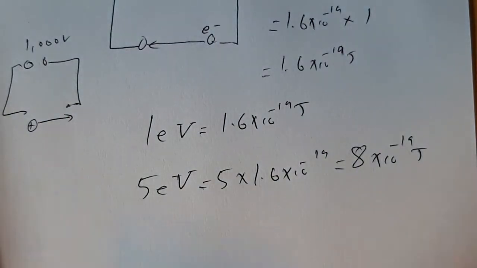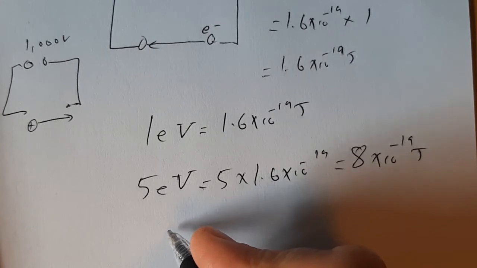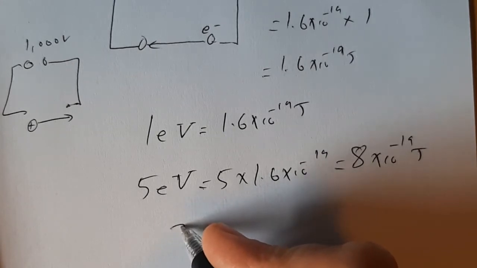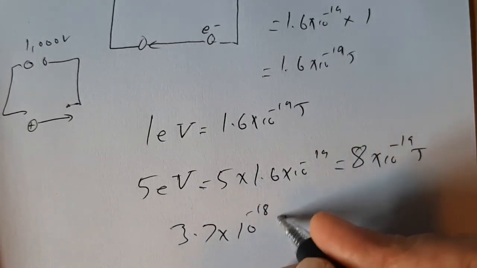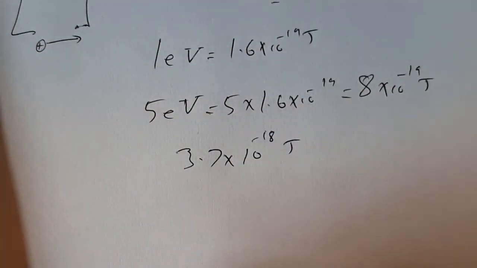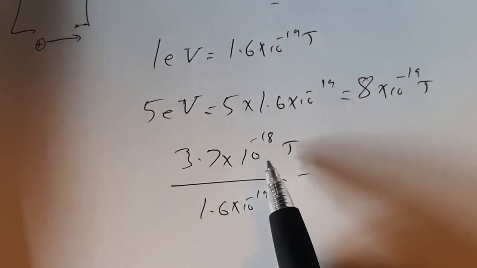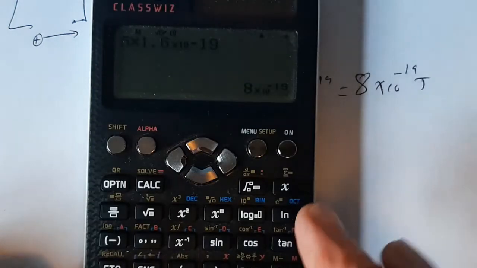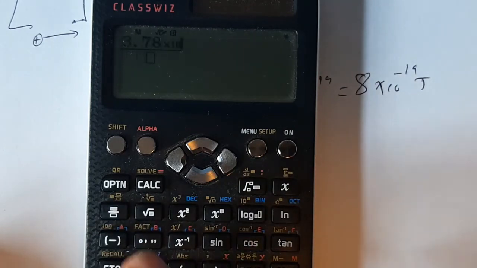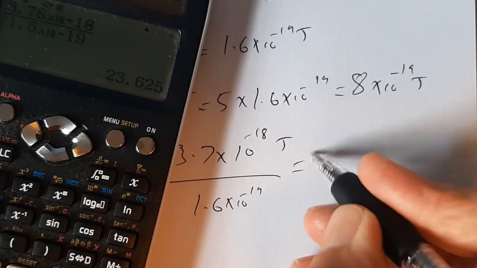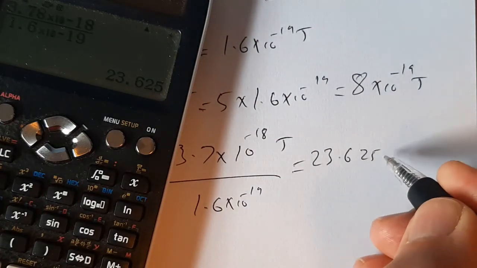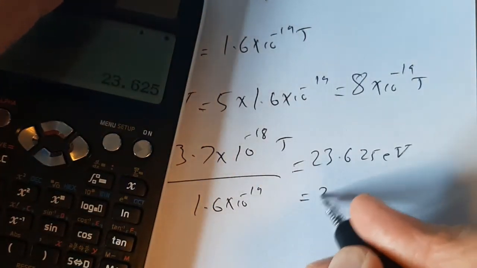Of course, you need to be able to go the other way as well. So if I said this moving object has got kinetic energy 3.7 times 10 to the minus 18 joules, how much kinetic energy has it got in electron volts? Well, we've got to decide how many lots of 1.6 times 10 to the minus 19 will go into that. So it's 3.7 times 10 to the minus 18 divided by 1.6 times 10 to the minus 19. So fraction button, 3.7 times 10 to the minus 18 over 1.6 times 10 to the minus 19 equals 23.625 electron volts.